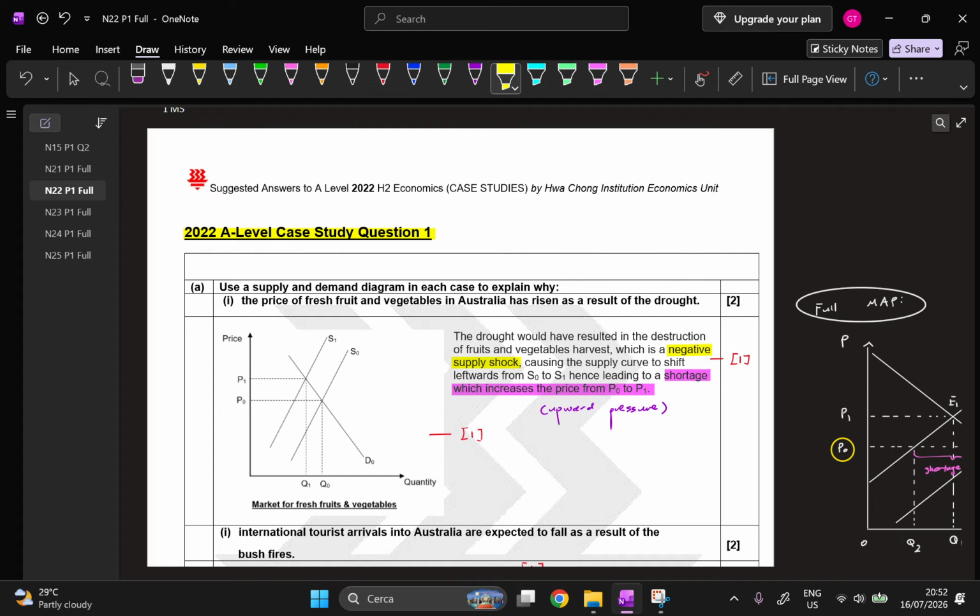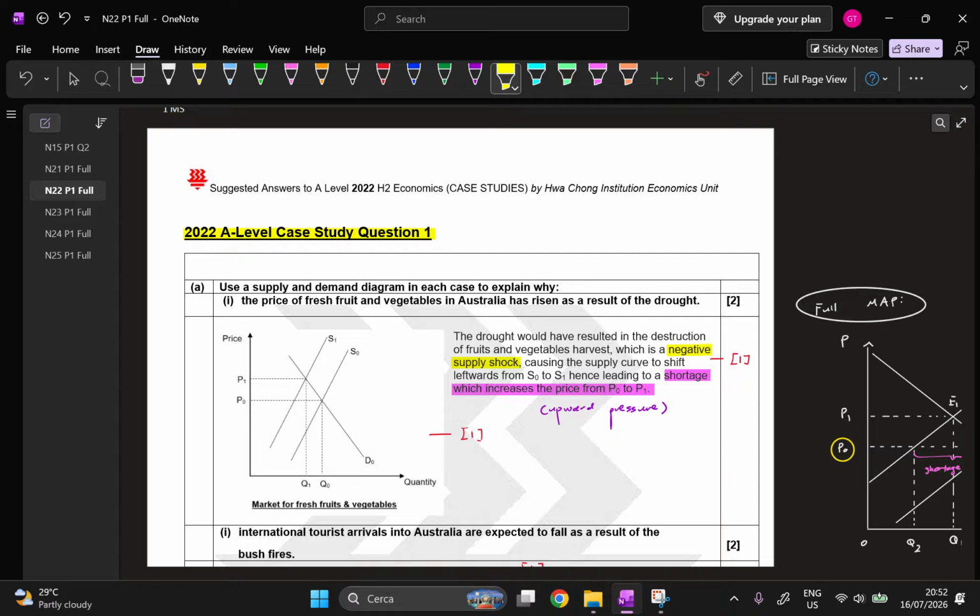But I feel that question 1 is very, very good for teaching and learning because there are a lot of things I want to point out, not only about how you answer CSQ questions, but also about the concept as well. And this is also a very, very good question, by the way, that shows how micro and macroeconomics can actually be combined into one CSQ.